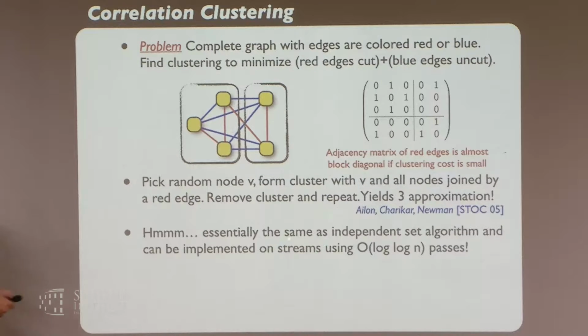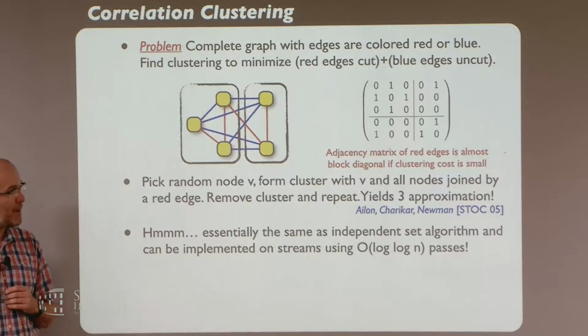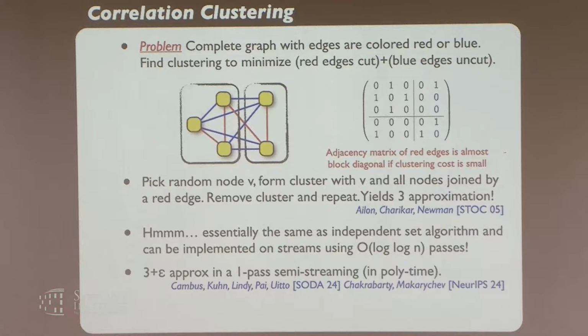Well, this is essentially the same as the independent set algorithm we just saw on the last slide, and so it can be implemented in log n passes. And one thing that's happened over the last 4 or 5 years is that people have come up with better and better, more and more pass-efficient algorithms for correlation clustering. And so the state of the art is a 3 plus epsilon approximation in 1 pass semi-streaming.